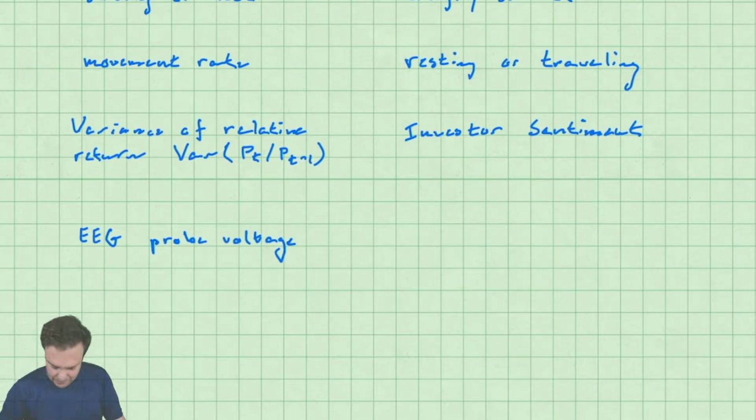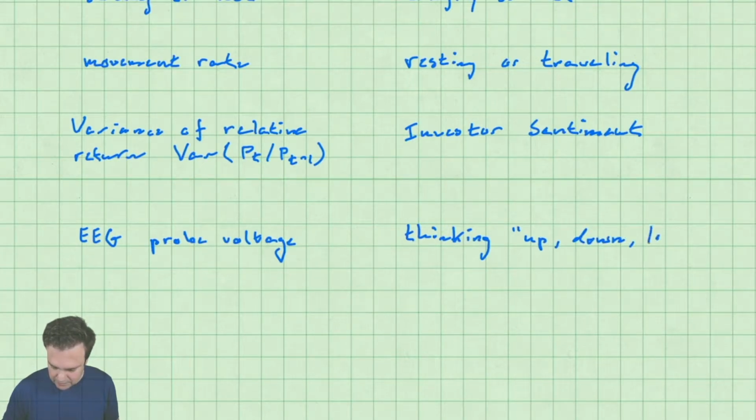And then on the right, the hidden Markov process, we'll say this is thinking: up, down, left, or right.